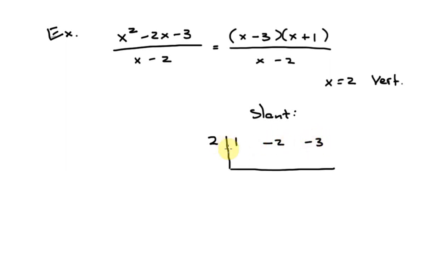Okay, so we'll bring down the 1 and then multiply and add and multiply and add. Now we don't really care about the remainder. What we care about is this part of it. And so the slant asymptote is y equals 1x. So there's the slant asymptote, and we have a vertical asymptote.